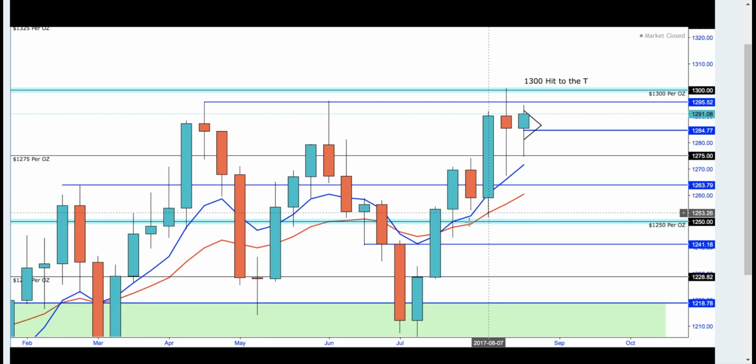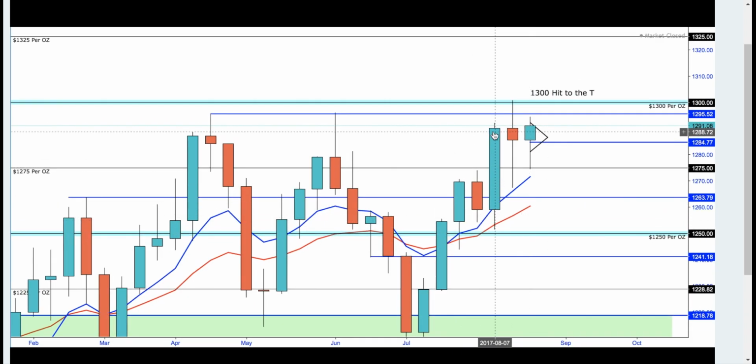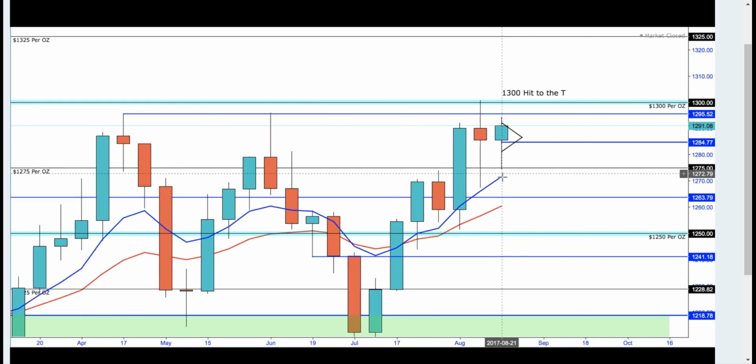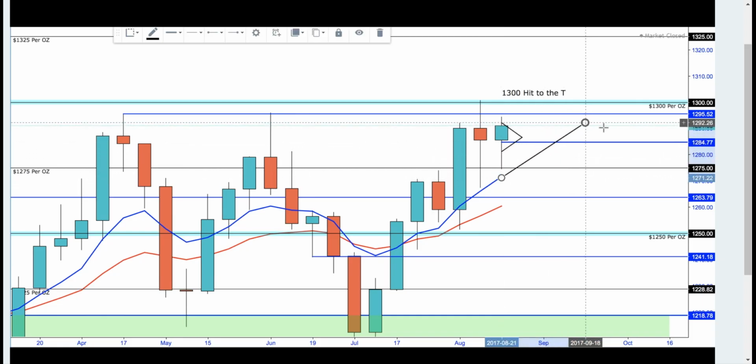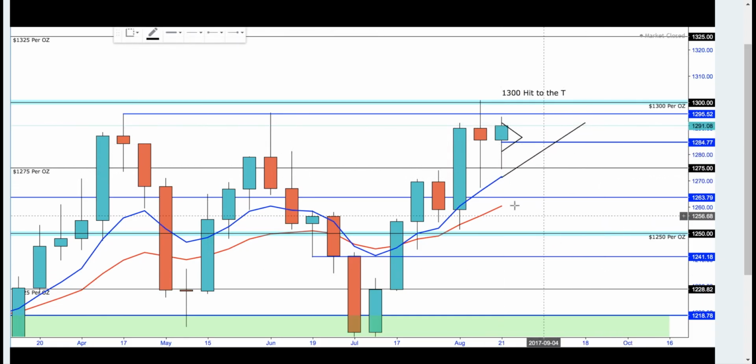This is another example. We got 2 spikes through the 18 EMA there, but look at this, boom, forced back up. Next week, indecisive, we hit 1300 finally, and we came down, but again, the MAs are still guiding us, and they are for the week ahead as well. So let's just say the MAs started to continue to the upside, guiding gold.